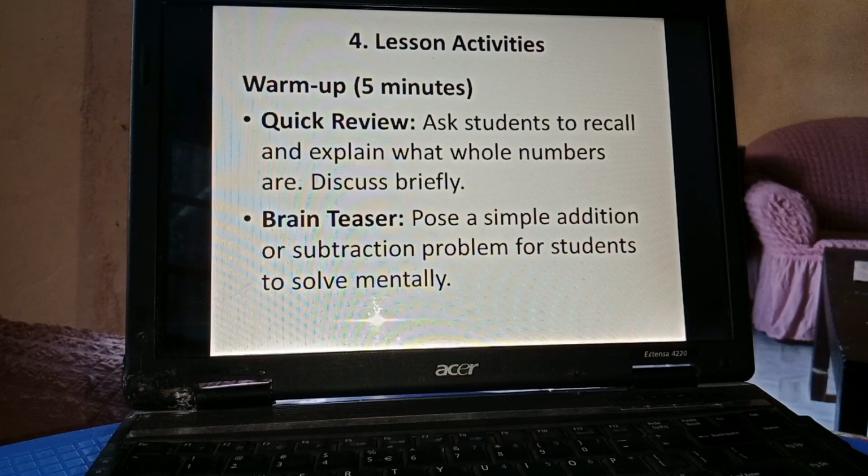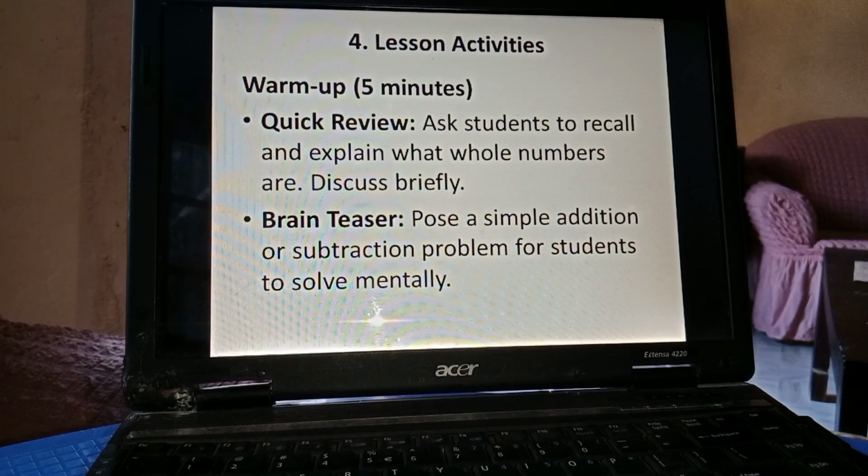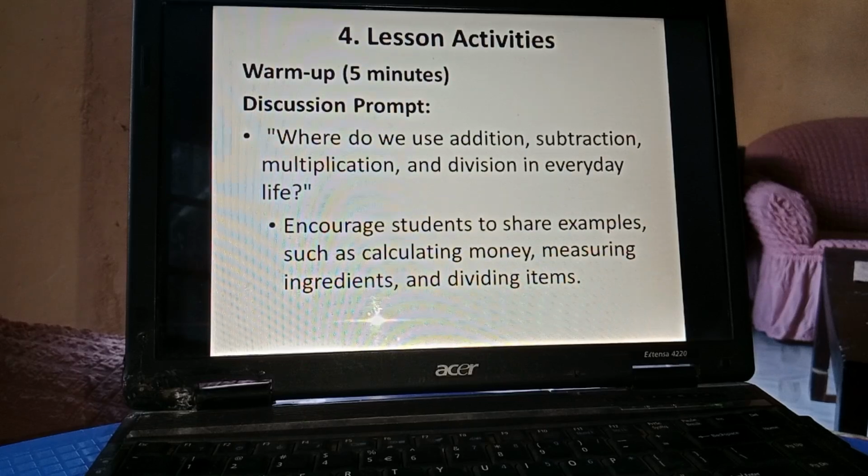Brain teaser. Pose a simple addition or subtraction problem for students to solve mentally, to check their mental capabilities. Lesson activities. Warm up, 5 minutes.